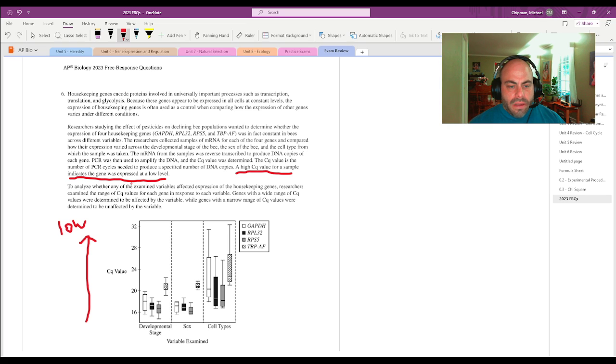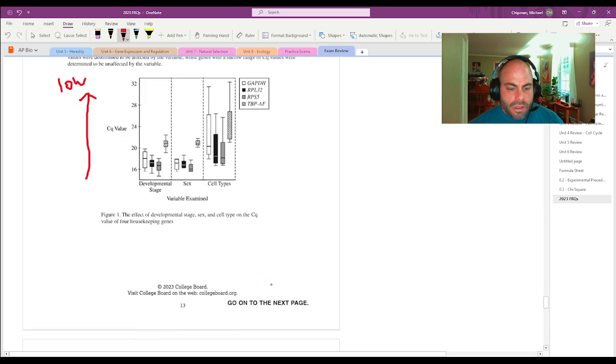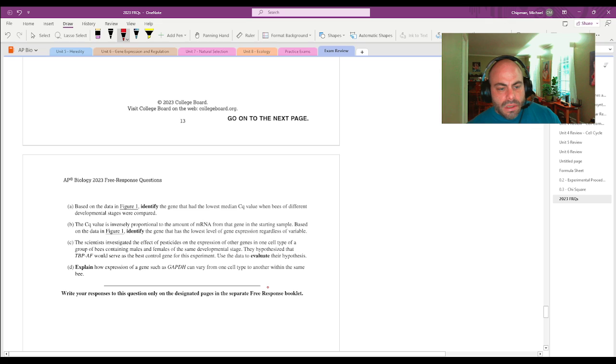To analyze whether any of the examined variables affected the expression of housekeeping genes, researchers examine the range of CQ values for each gene in response to each variable. The genes with a wide range of CQ values were determined to be affected by the variable, while the genes with a narrow range of CQ values were determined to be unaffected by the variable. Okay. All right. Not too bad. Let's go look at the questions.